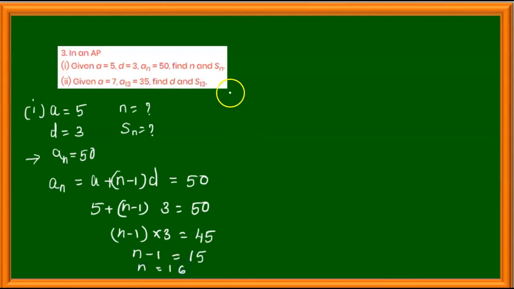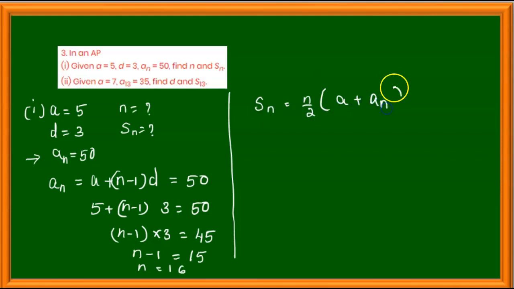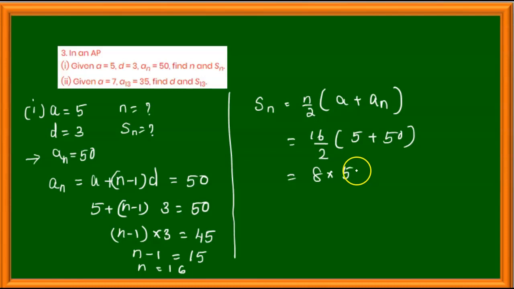Right, n is equal to 16. We can use the formula Sn is equal to n by 2 into a plus an directly. So n is 16, 16 by 2 into a which is 5 plus an which is 50. So 8 into 55. 8 into 5 is 40, 4 comes here, and again 8 into 5 is 40, plus 4, 440. Is it correct? Am I right? Yes, complete.